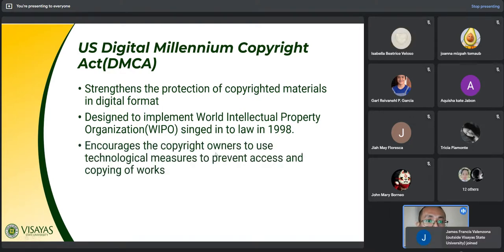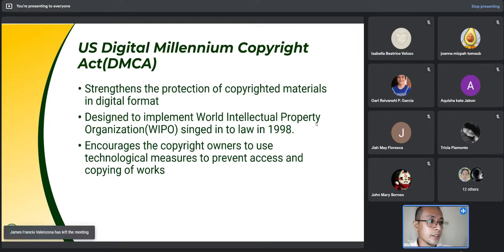So why do we have DMCA? Can you read, Tricia? The third bullet, can you read? Why do we have the DMCA?